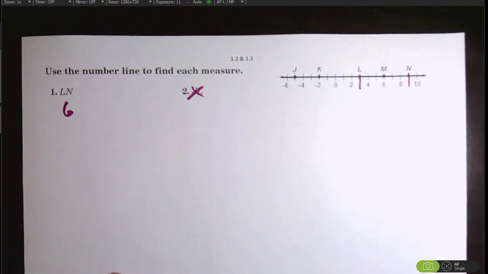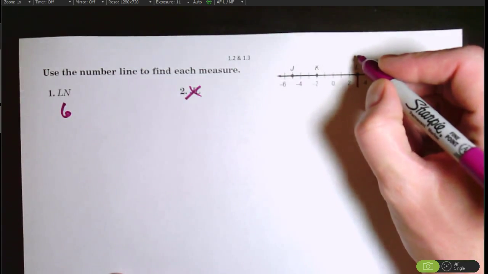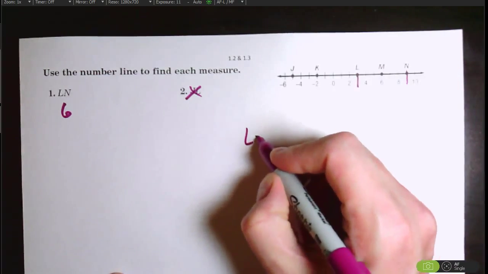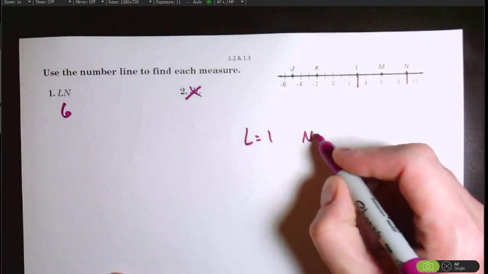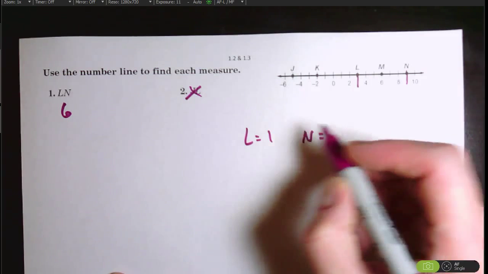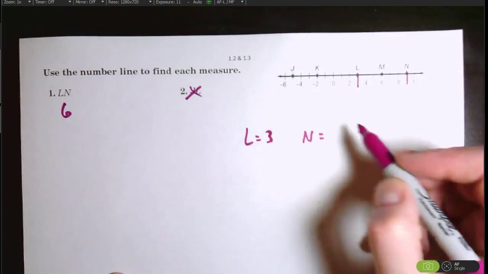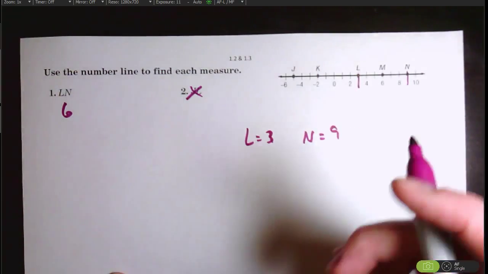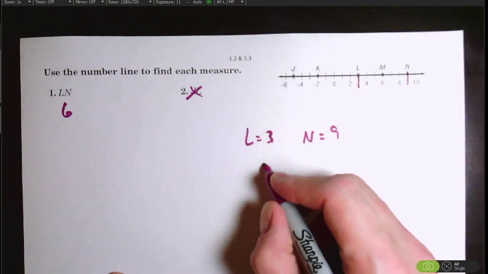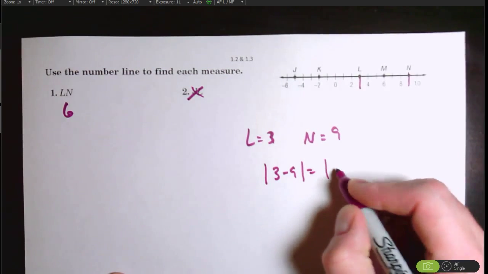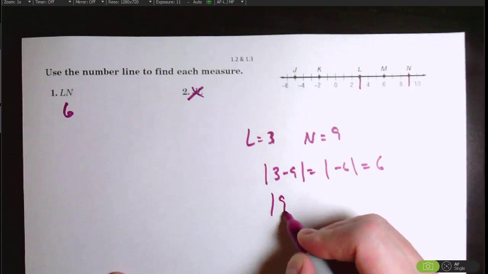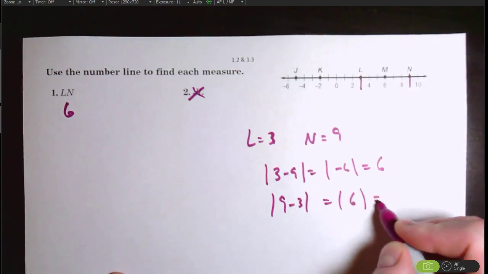I don't want to discount the fact that you can count it. But the other thing is this. The book talked about in going over distance that you can give it a value, which we did. We said L is at 1 and N, oh, sorry, L is at 3, not 1. Can't remember. It's like, wait a second, this is off. N is at 9. And one of the things the book said is distance is the absolute value of the difference between those 2 points. So you could say 3 minus 9, take the absolute value of that, it's negative 6. Negative 6's absolute value is 6. Or you could do 9 minus 3, take the absolute value of that, which is also 6.